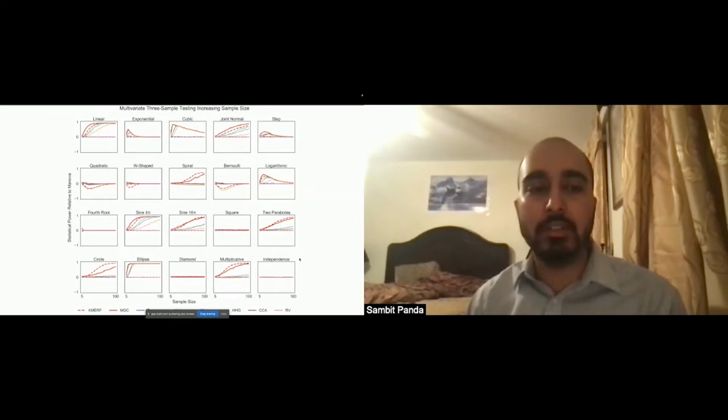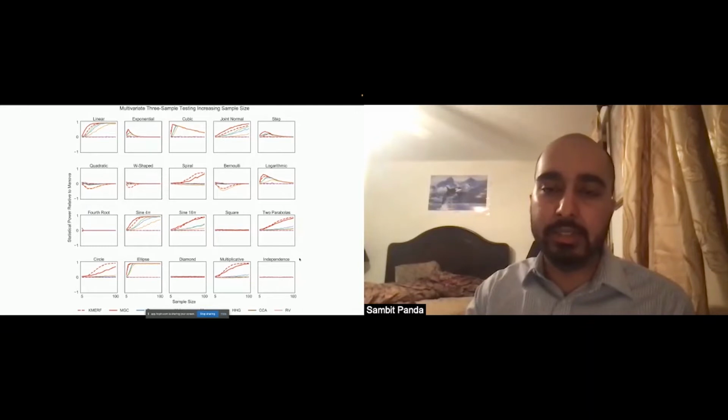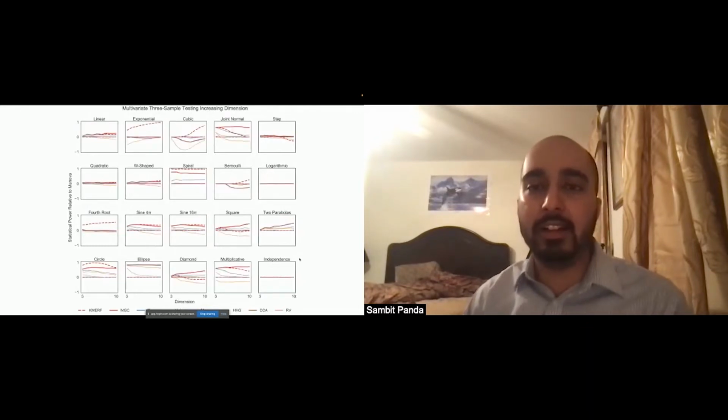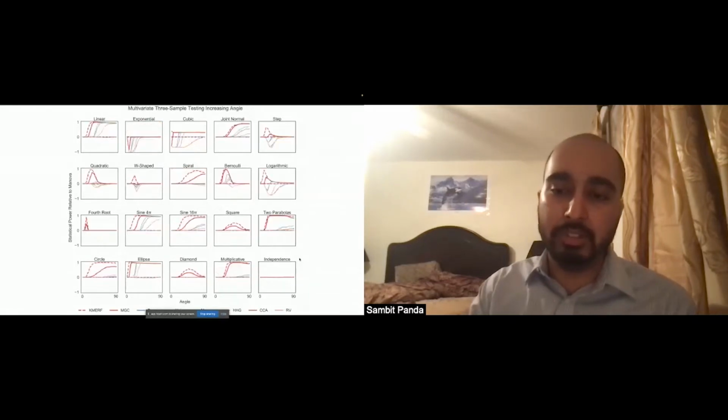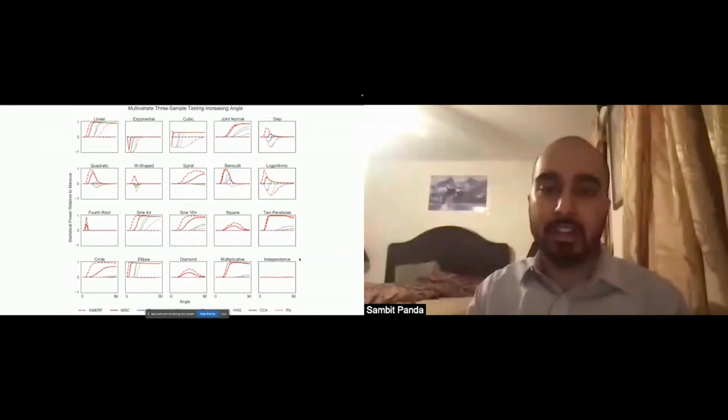Anything above 0 is better than MANOVA. Anything below 0 is worse than MANOVA. And we see as we increase sample size, with fixed angle and dimension, we perform well in many cases. When we increase dimension instead, we see that for many we outperform MANOVA. We look at increasing the angle while fixing the sample size and dimension, and we see once again we perform better than MANOVA in many of the cases.